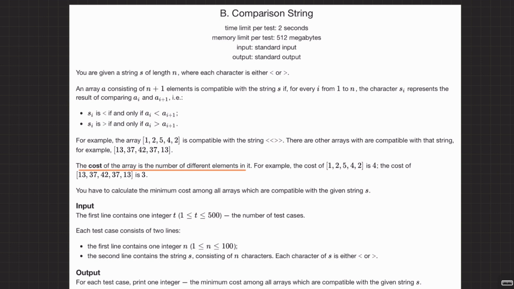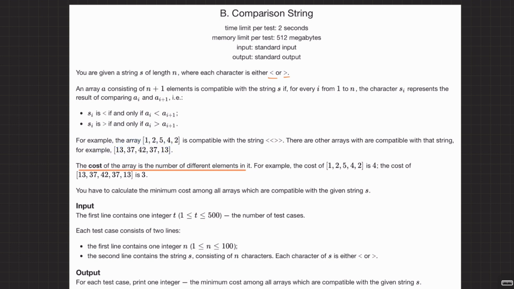So you are given a string s of length n, where each character is either less than or greater than. Basically, a string is compatible with an array A if, by comparing the array elements, you get this string. So basically, how can you say a string is compatible with this array? By comparing the adjacent elements of the array, you get that same string.